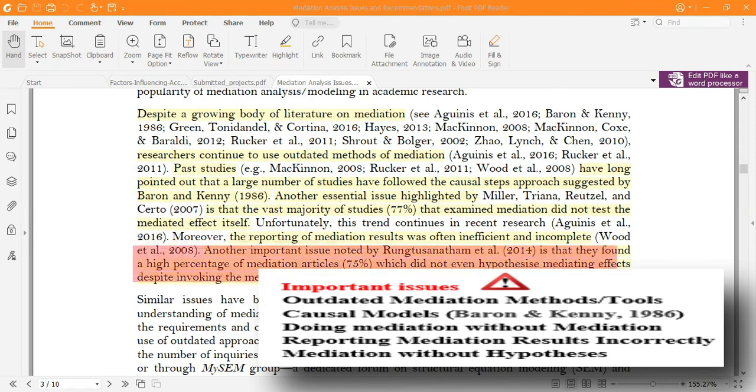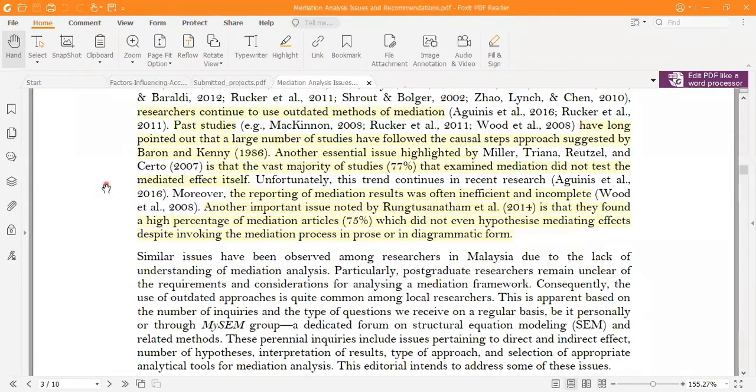And then another important issue noted by the same Rangthasaman, they found a high percentage of the mediation articles, 75%, did not even hypothesize a mediating effect despite invoking the mediation process in the prose or in diagrammatic form. Even though in the graphical model they provide some mediation path, actually there was no hypothesis behind that path. So the mediation was there, but to test the mediation, there was no hypothesis behind it. So these are some of the issues which have been identified by the authors of this research paper.